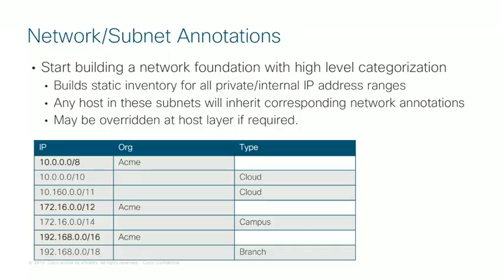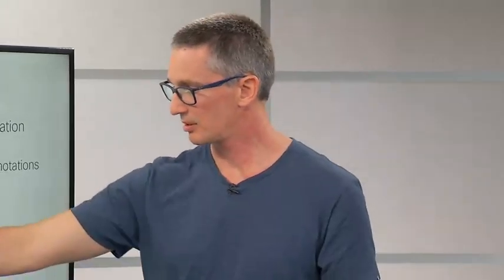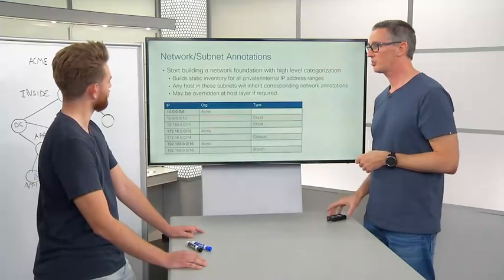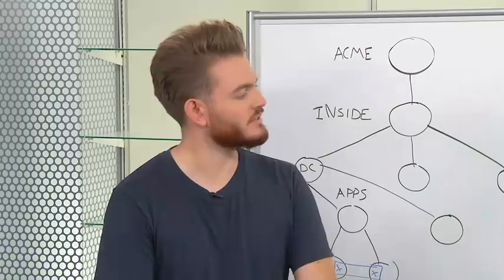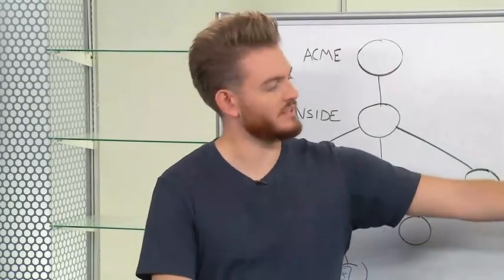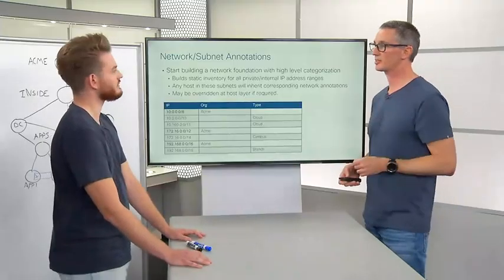So in this case, a portion of the network 10 here is going to exist in cloud. So we'll take that IP space and we'll tag it with cloud, which basically means that that address will inherit org Acme and type equals cloud. So even if I put a more specific annotation in a separate row, it's going to make sure that Acme is still filled out here inside the annotations database. That's the inheritance taking place there.